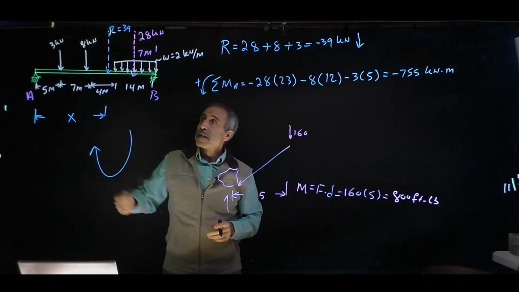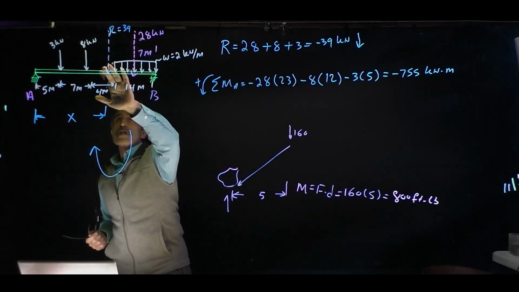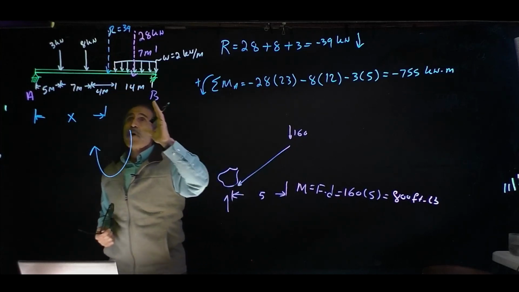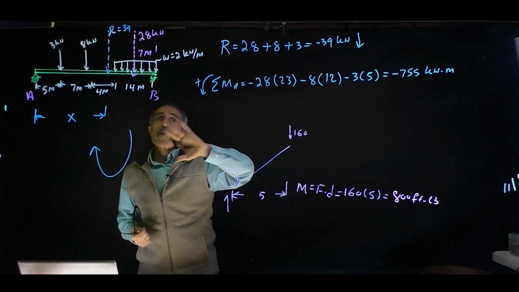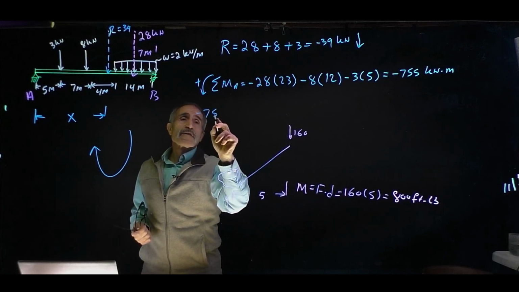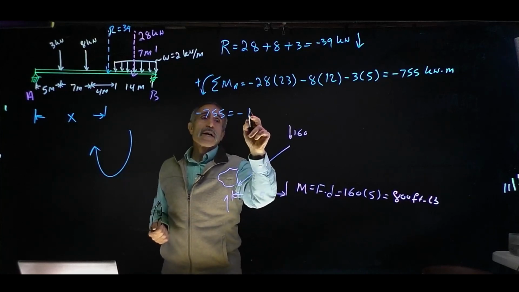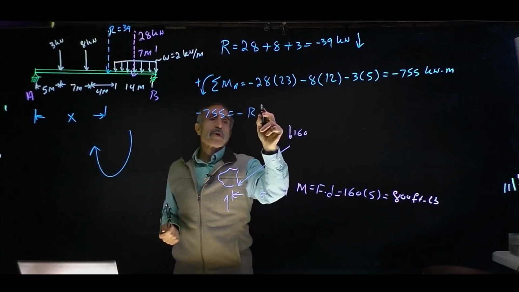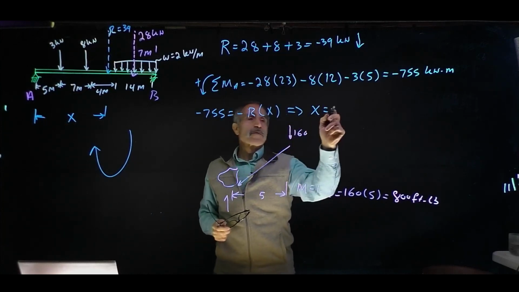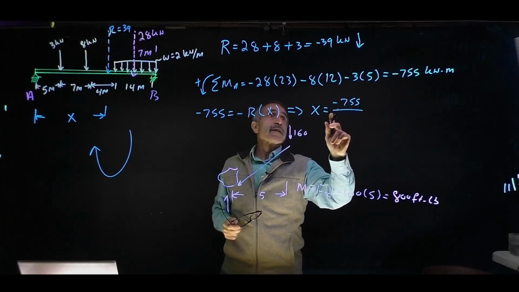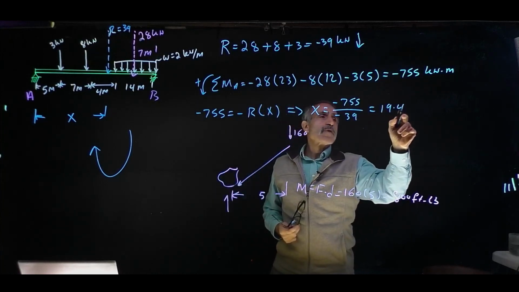Now, we said all those forces we can replace with this blue one, which is R equal to 39. So if I take a moment of the resulting force about that point, it should equal that. The summation of moments is minus 755. That should equal minus R times this distance, which we don't know, X. Therefore X comes out to minus 755 divided by minus 39, and that distance comes out to 19.4 meters.